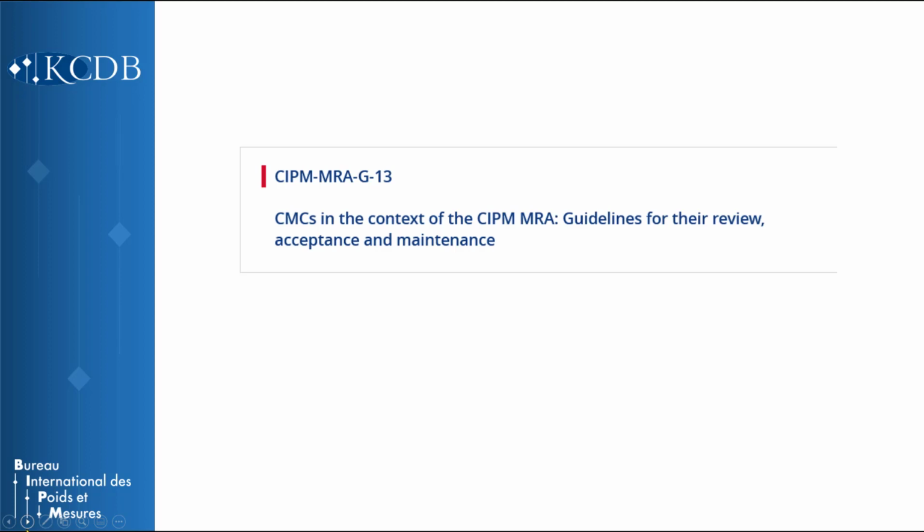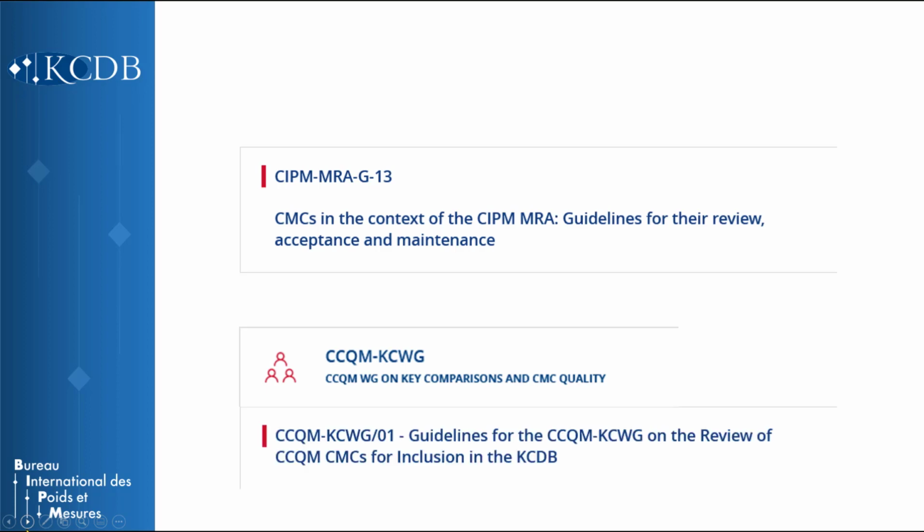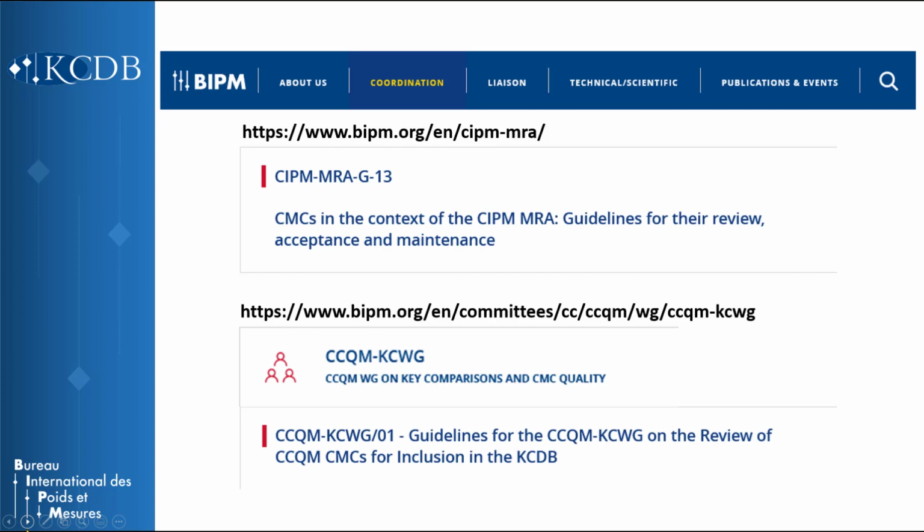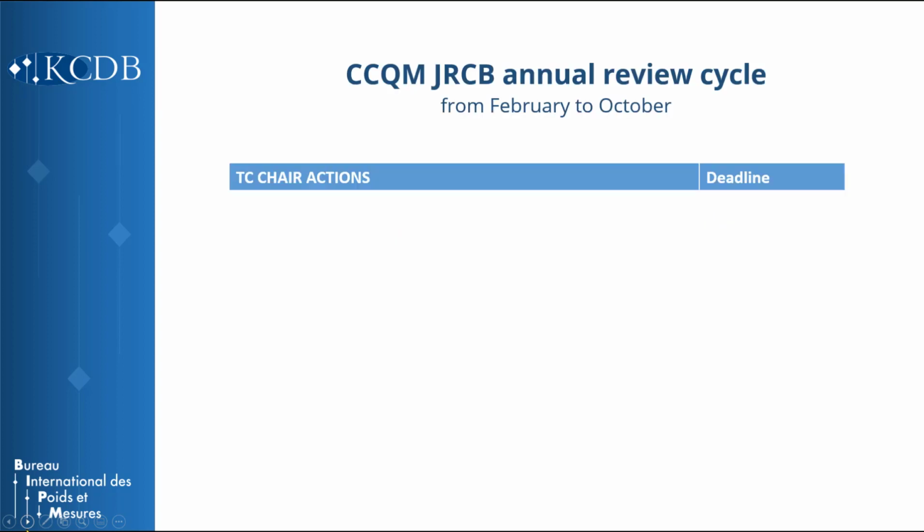The review of CMC in chemistry and biology is coordinated by the CCQM Working Group on Key Comparisons and CMC Quality. The working group has established guidelines for reviewing CMCs, and those documents can be accessed openly on the BIPM website. The CCQM organizes annual CMC review cycles. This slide shows an example of the time schedule for a review cycle.